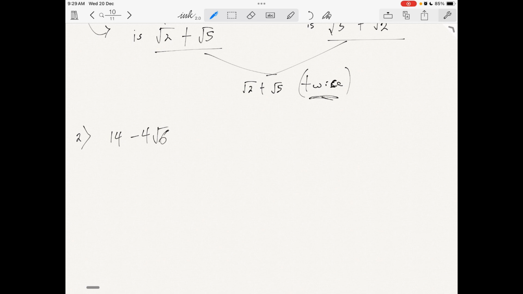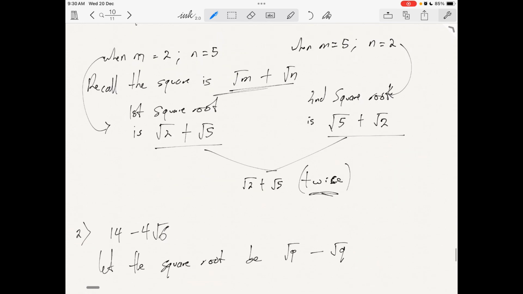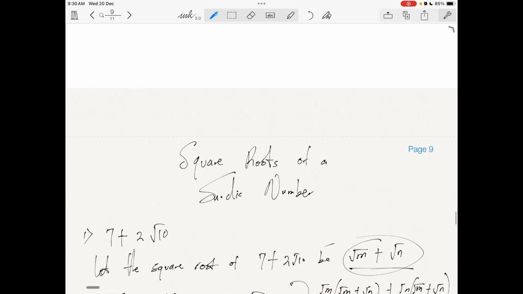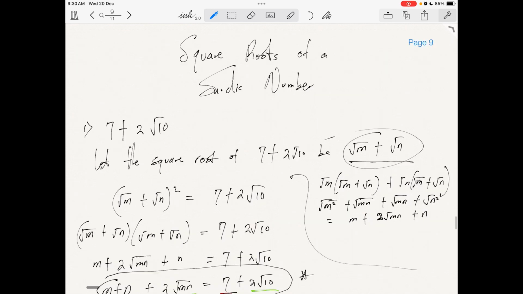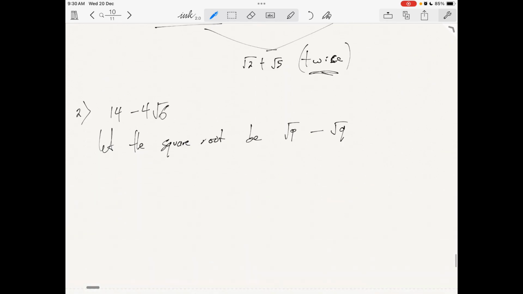Okay, so the first thing we say is let the square root be root p minus root q. Now we notice in the first question we used plus, root m plus root n. This is the reason: here it is plus, and we have to follow the same order. But in the second question we saw that this place was minus, and for ease we use minus.